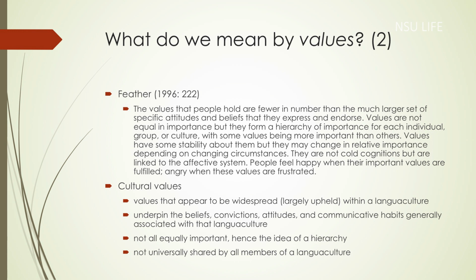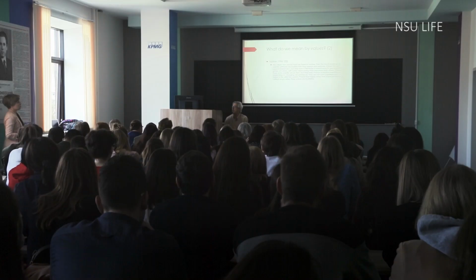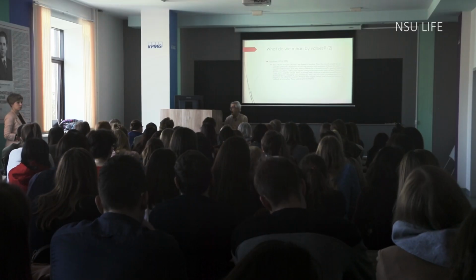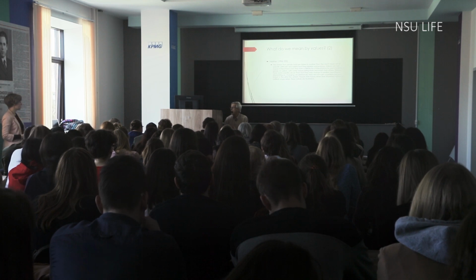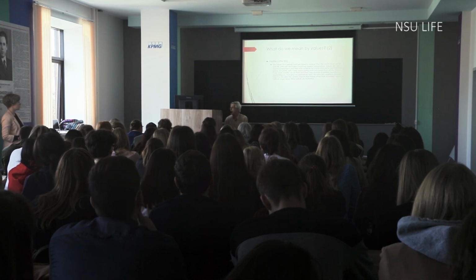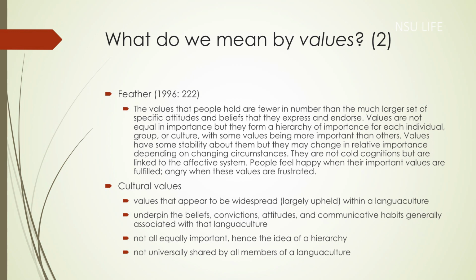Values are not equal in importance, he says, but they form a hierarchy of importance for each individual. So different people may have different hierarchies of values, with some values being more important than others. Values have some stability about them, but they may change in relative importance depending on changing circumstances. They are not, and I quite like this phrase, cold cognitions, but they are linked to the affective system. People feel happy when their important values are fulfilled, and they are angry when their values are frustrated.